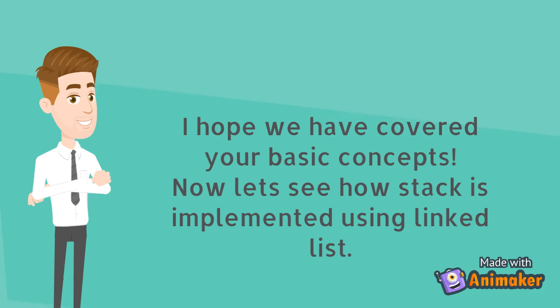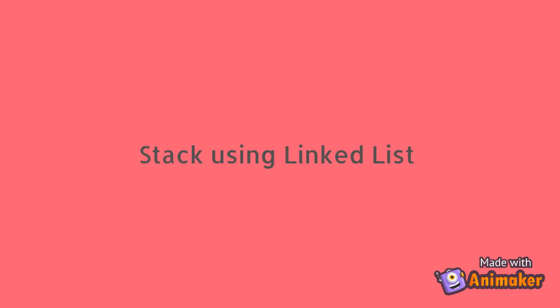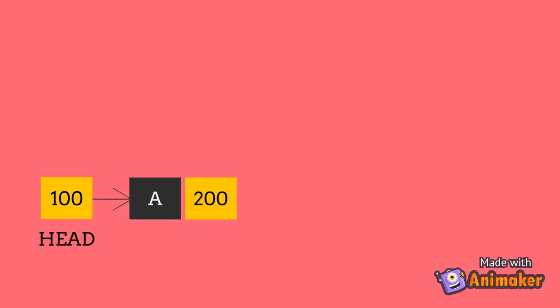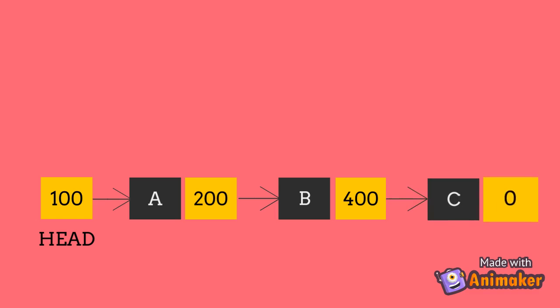I hope we have covered your basic concepts. Now let's see how stack is implemented using linked list. The address of the first node, that we also call the head node, or start of linked list, is stored in a variable. We often name this variable as head. Unlike arrays, linked lists are not a fixed size, and elements in a linked list are not stored in one contiguous block of memory. We already know how to create a linked list, or insert and delete elements from a linked list. I'm just doing a quick recap here.